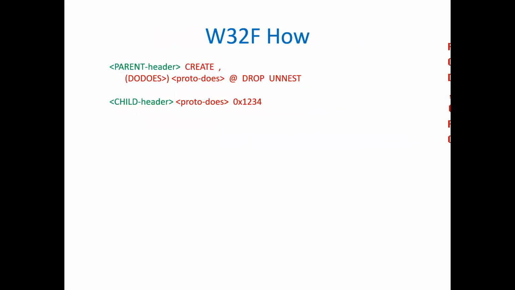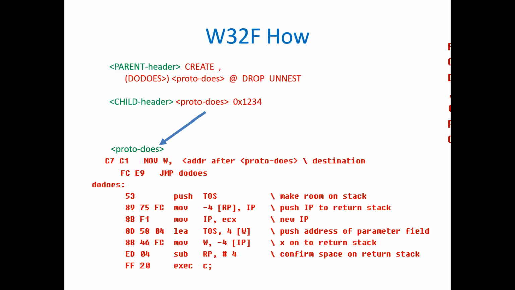Here's a picture of how it's done. The parent word creates a new word. It executes do does. We have the proto code inline, fetch the drop and unnest. In the child word, the code field address in the child word points to the proto does. In the proto does, we see the machine code for moving W, taking the address from after the proto does. Now, the address after the proto does is the machine code or the high-level compile code that it's going to jump to. Then it jumps down to do does, and we go through the regular steps of preparing for the interpretation and putting the parameter field address on the stack.